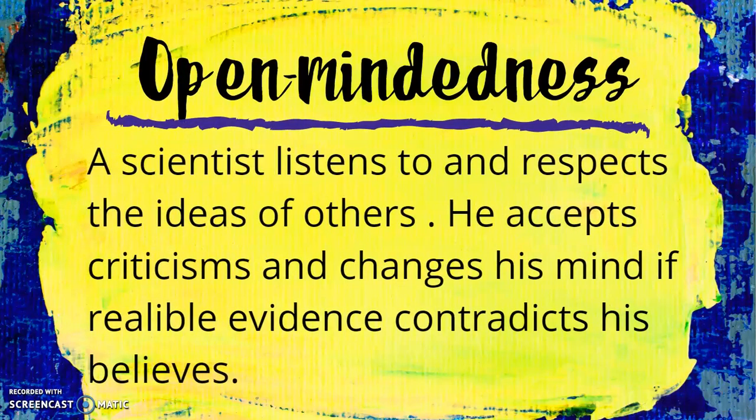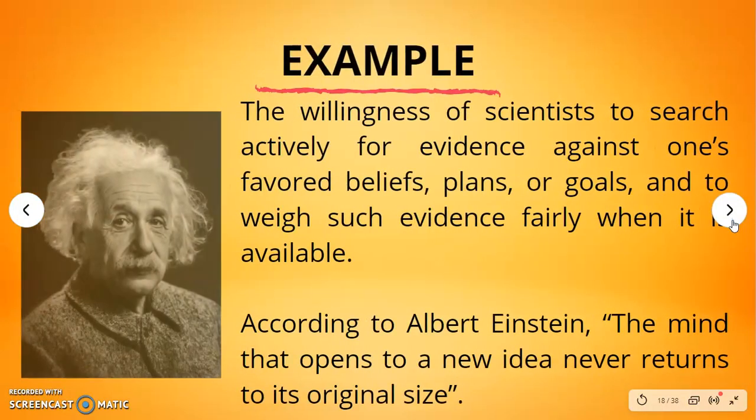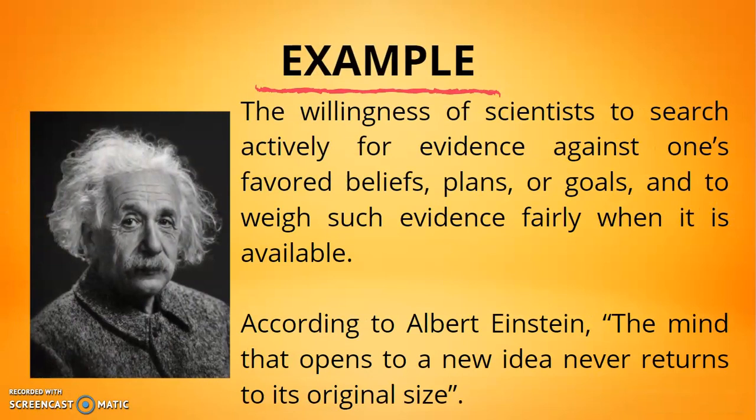Another one is open mindedness. A scientist listens to and respects the ideas of others. He accepts criticism and changes his mind if reliable evidence contradicts his beliefs. The willingness to search actively for evidence is open mindedness. So, we have here a discussion or an example. The willingness of a scientist to search actively for evidence against one's favored beliefs, plans, or goals, and to weigh such evidence fairly when it is available.